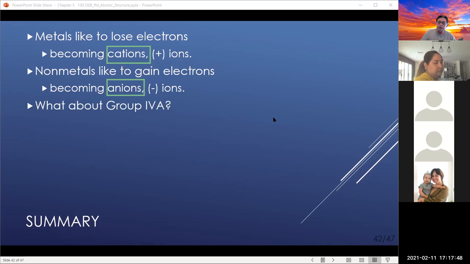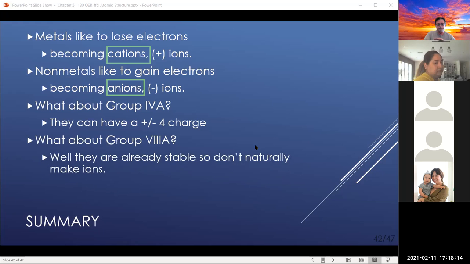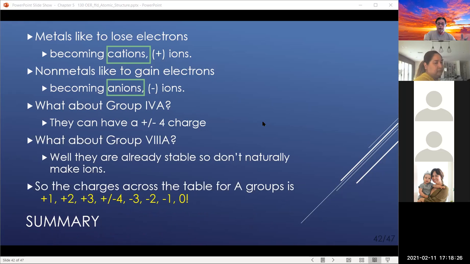Okay. So what about group 4? Well, like I explained earlier, they got 4 valence electrons, carbon and silicon. They can lose 4 or gain 4. So their charge could be a +4 or as far as a -4. Depends on the conditions, they're on the fence. And obviously group 7, they're stable. Nothing is going to happen to them because they got the octet rule fulfilled.